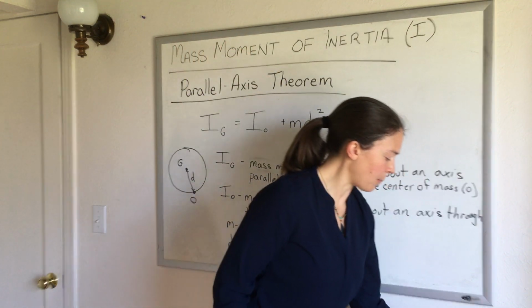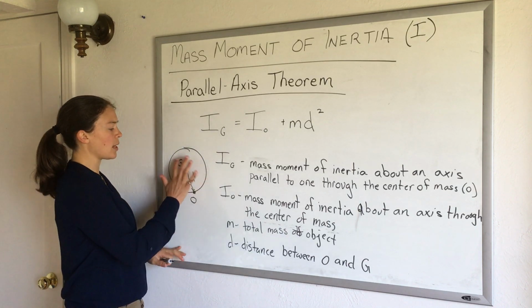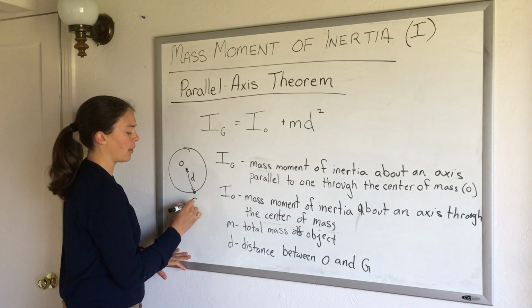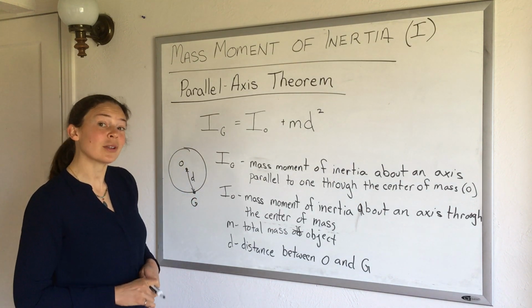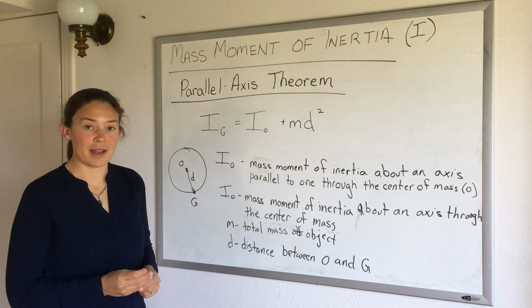So the parallel axis theorem will always make the mass moment of inertia bigger, which is why we always have to go from the center of mass to some other parallel axis. We'll do an example of this shortly, but this is a really useful tool in calculating mass moments of inertia.